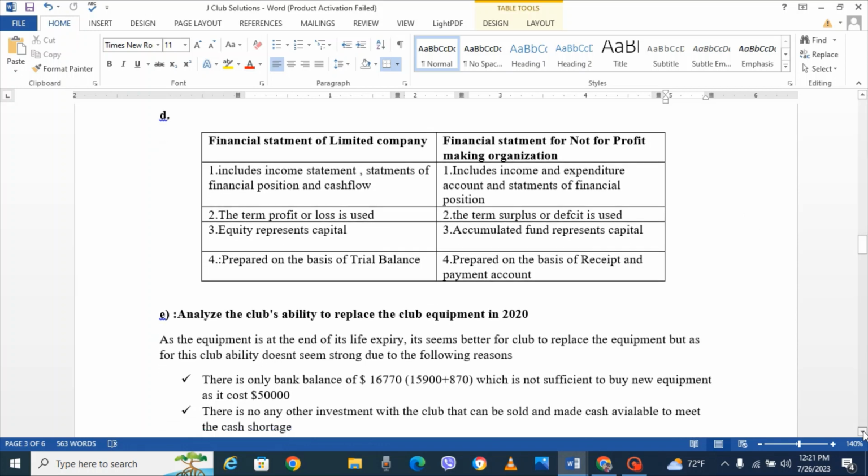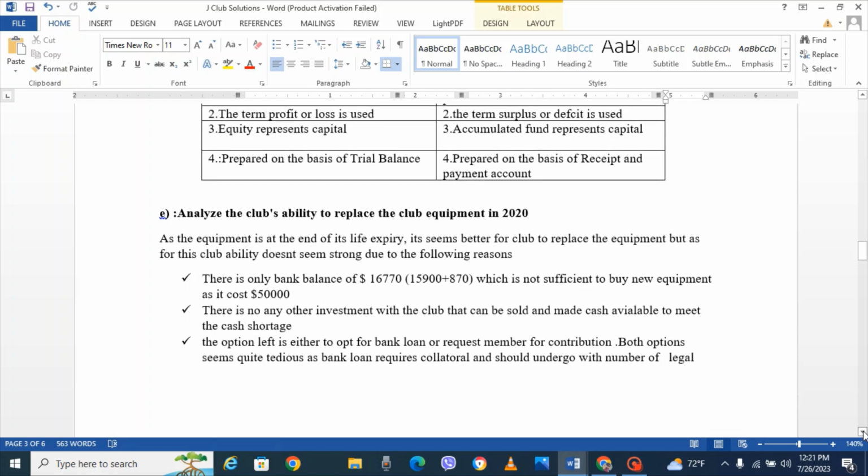Under the requirement of number E, the question has asked you to analyze the club's ability to replace the club equipment in 2020. As you have noted here, the club equipment valued at cost of 40,000 with accumulated depreciation of 32,000 is almost at the end of its expiry of life. So it seems better for the club to replace the equipment, but the club's ability doesn't seem strong due to the following reasons.